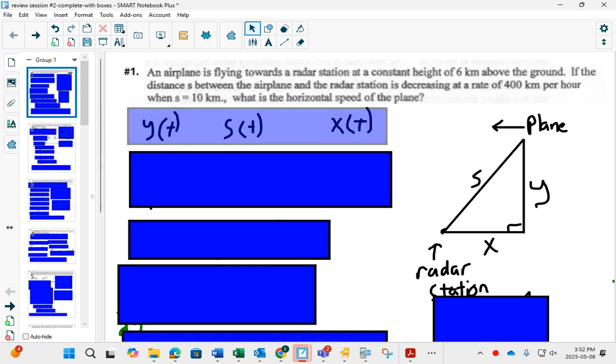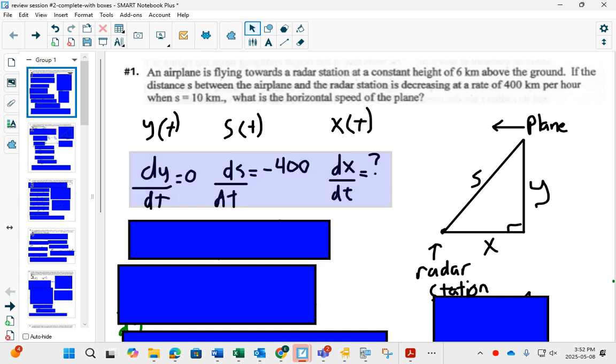However, if each of those are functions of time, since y is fixed, does it make sense that dy/dt would be 0? It's never changing. So I could either have this as 6, and then y doesn't even come into the equation, or I could leave y in the equation and then have dy/dt equal to 0. The ds/dt was decreasing at a rate, so the decreasing makes sure that we have negative 400. And we're trying to find the horizontal speed of the plane, dx/dt.